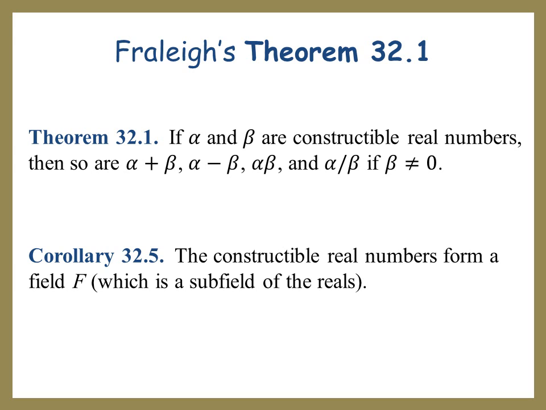As we will see, the constructible numbers form a field between the rational numbers and the real numbers. As a parenthetic remark, the constructible numbers are in fact a field between the rationals and the algebraic numbers. We now go through a proof of Theorem 32.1.